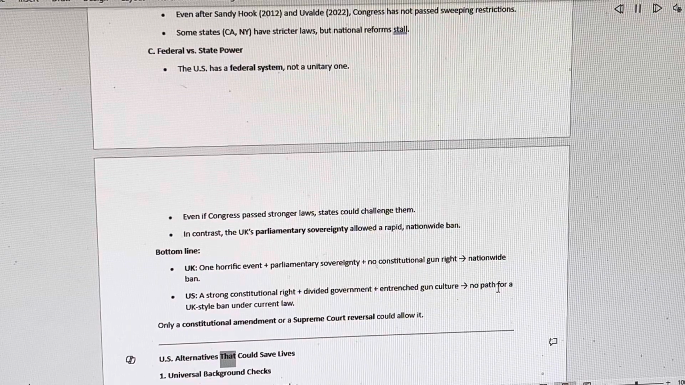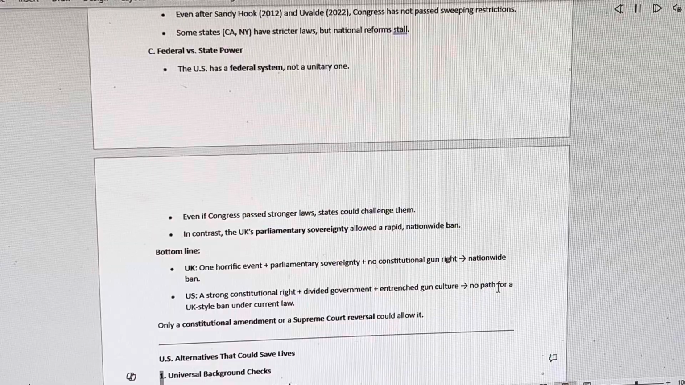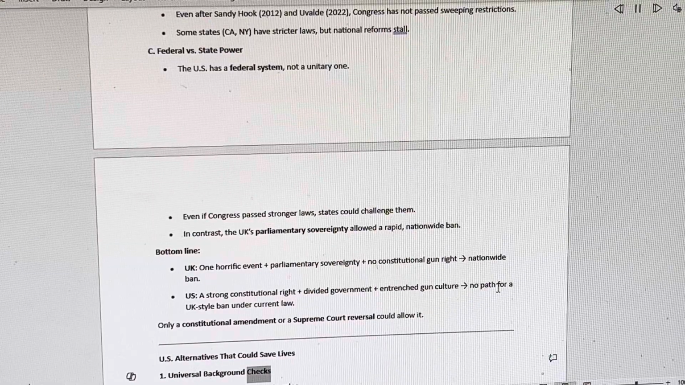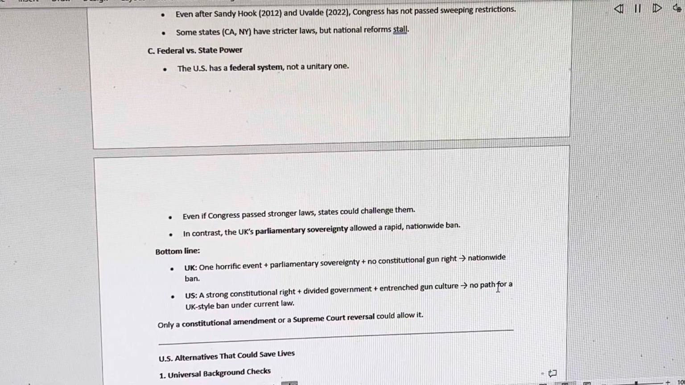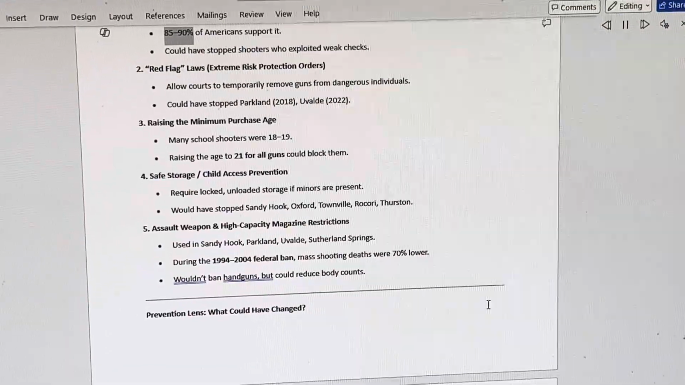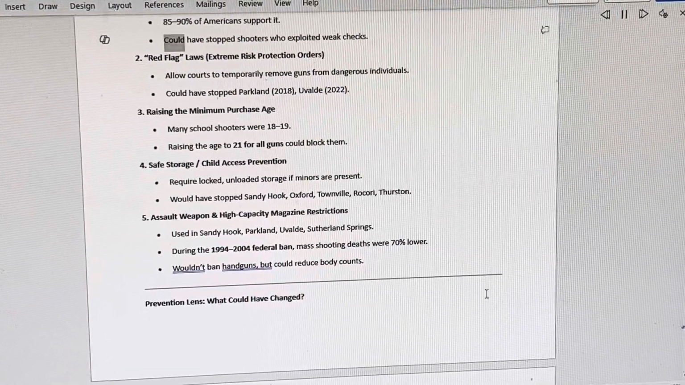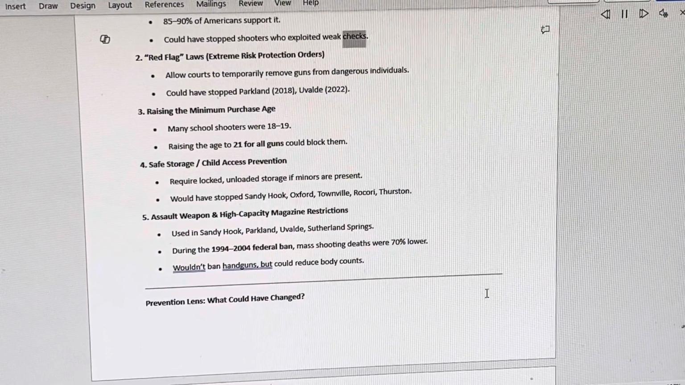US alternatives that could save lives. 1. Universal background checks. Close loopholes for private sales. 85 to 90% of Americans support it. Could have stopped shooters who exploited weak checks.